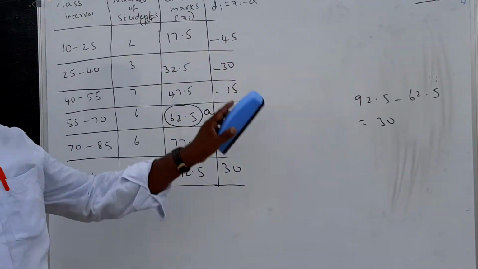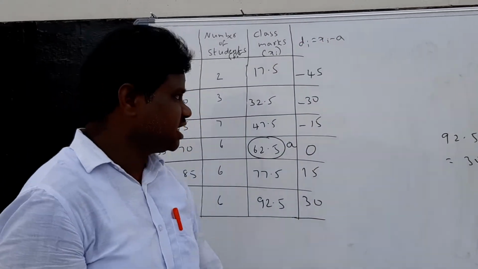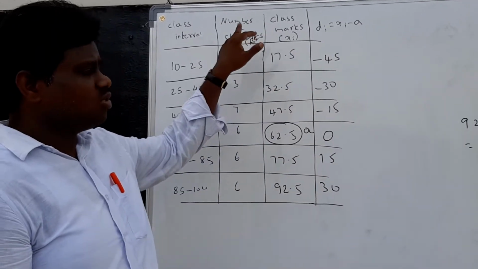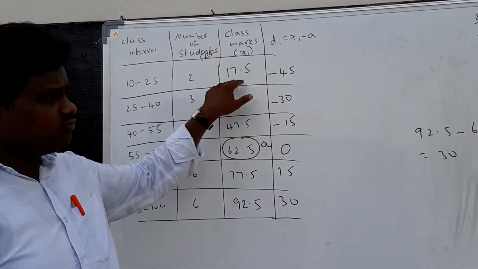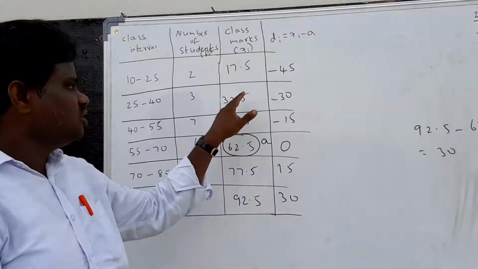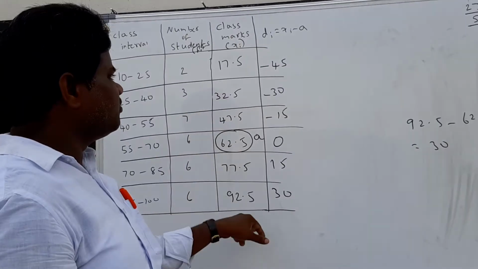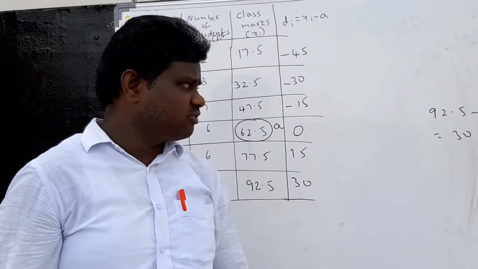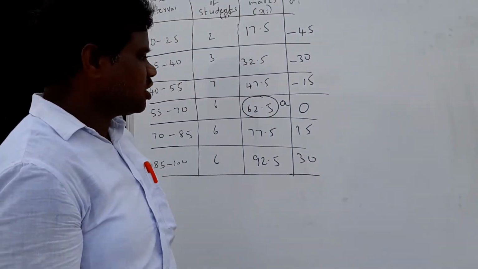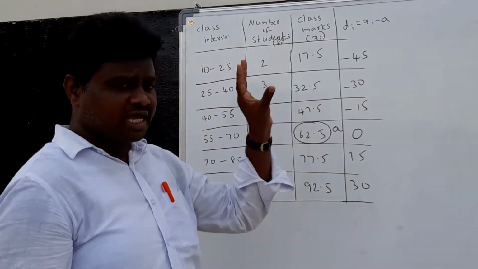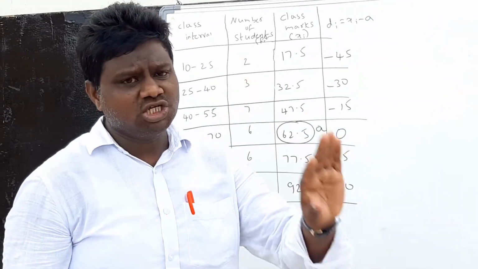So children, see how you calculate deviation. Deviation means di is equal to xi minus a. That means from all the class marks, you have to subtract the value of a, 62.5. So for 17.5, you have to subtract 62.5. From every value of the class mark, you have to subtract the assumed mean. That means from every value here, you are subtracting 62.5, because we have taken 62.5 as the assumed class mark.